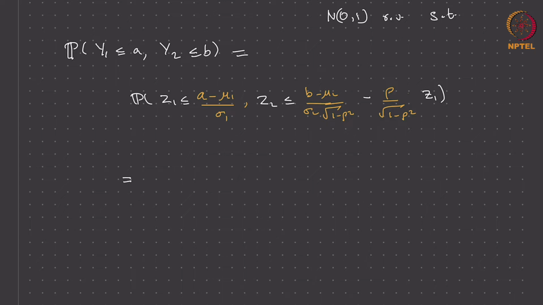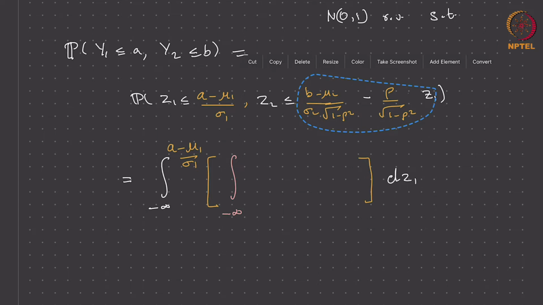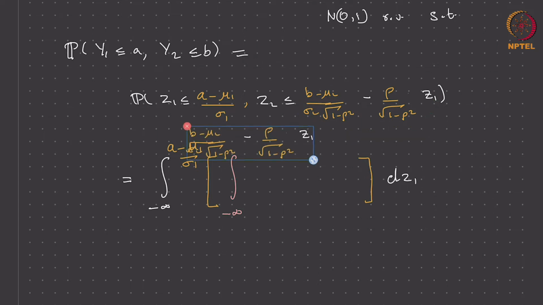So now, if you look carefully, this is minus infinity. I have dz1 on the outside and dz2 on the inside, let's say. So minus infinity to the limit a minus mu1 by sigma 1. That's where z1 goes to. And then on the inside, I have a z2 integral. So minus infinity. And where does z2 go to? z2 goes to this whole thing until z1, right? So let's copy and paste it here, make it a little smaller. So it goes to this limit until z1.